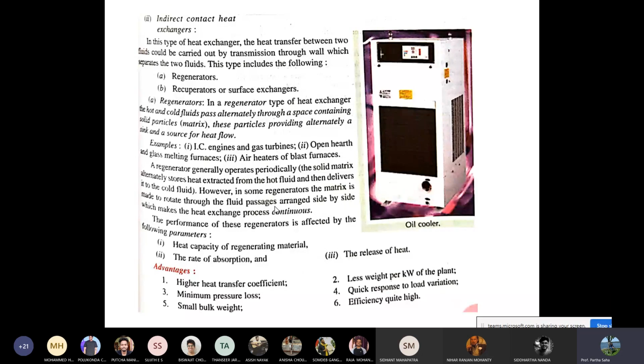Now, how is the performance of the regenerator affected? There are three parameters which control the amount of heat that is going to be exchanged.